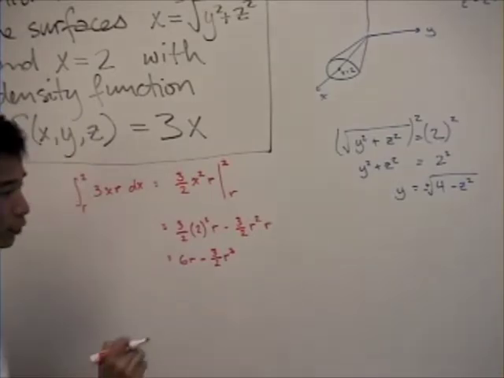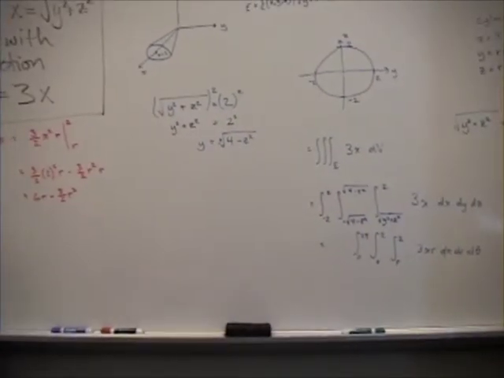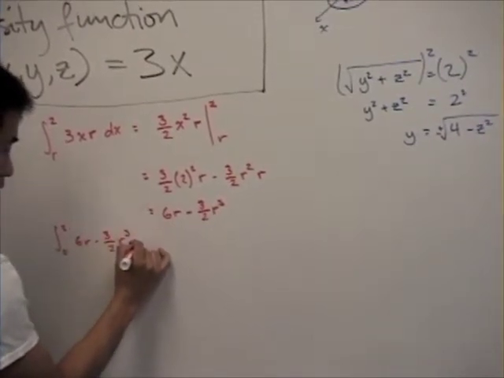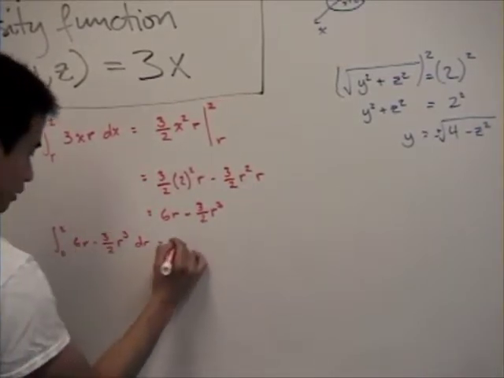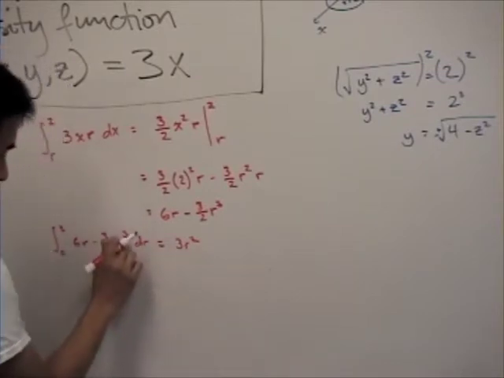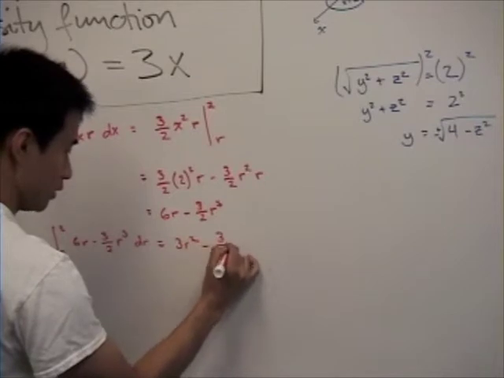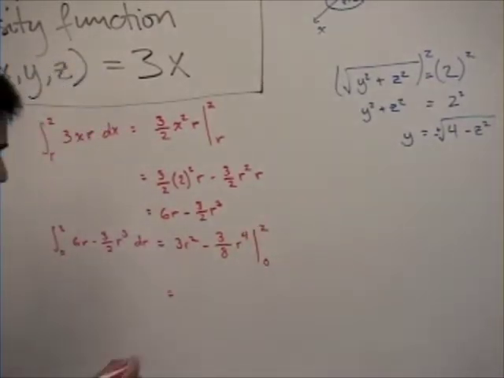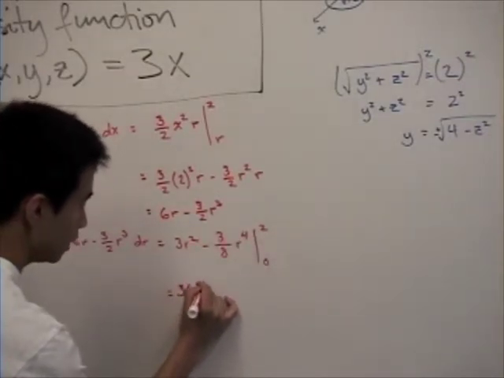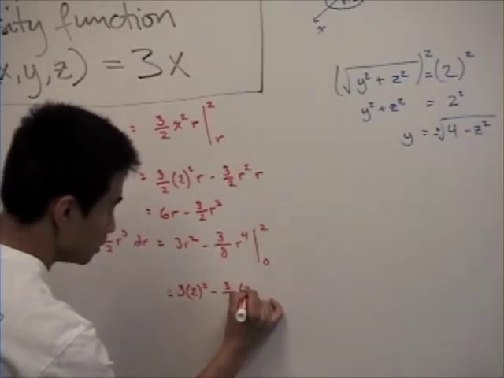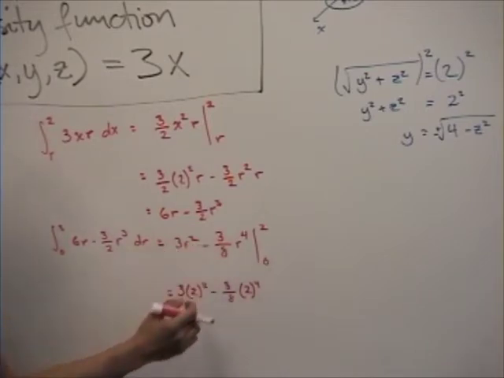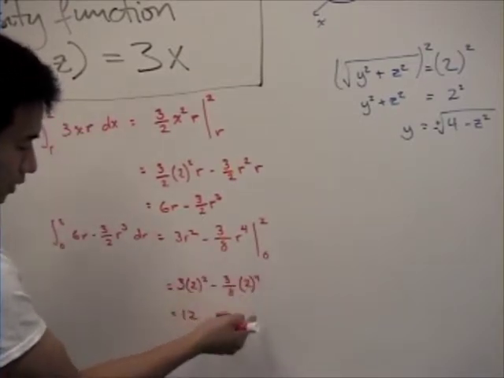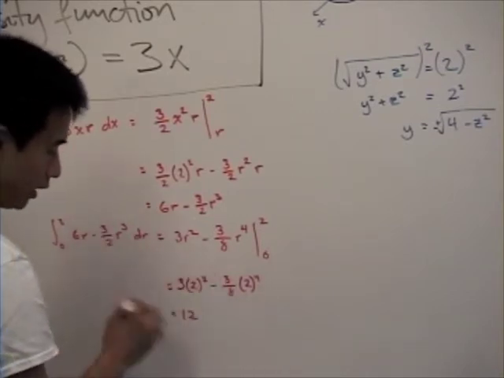So now we're going to take this and integrate it with respect to r from 0 to 2. So it's going to be the integral from 0 to 2 of 6r minus 3 over 2 r cubed dr, right? Now this is going to be 3r squared minus, if this becomes 4, so this would be 8, minus 3 over 8 r to the fourth from 0 to 2, which is just going to be equal to 3 times 2 squared minus 3 over 8 times 2 to the fourth. I don't need to write 0 because they all become 0, so I'll write it from right here. So 3 times 2 squared is 4, so it's going to be 12. 2 to the fourth is going to be 16, divided by 8, which is 2, times 3, 6. So 12 minus 6, so we have 6.